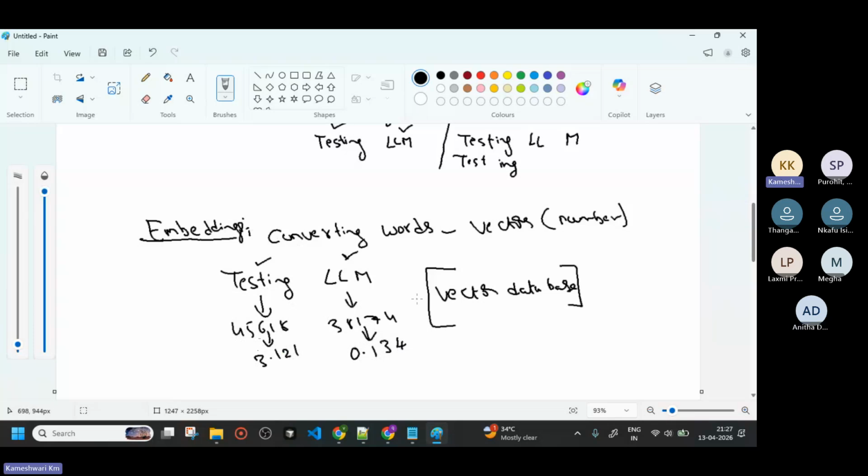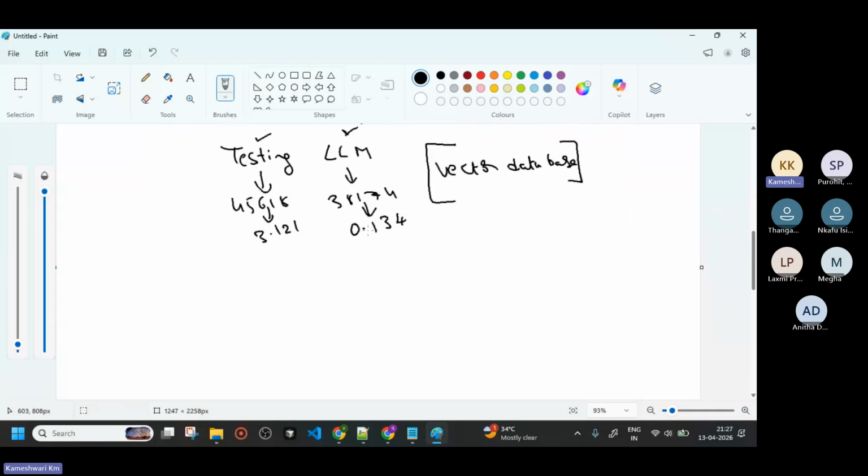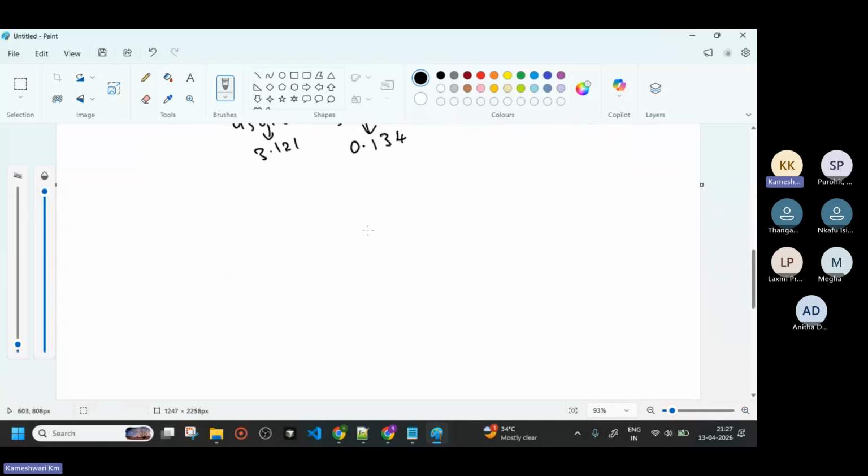So after embeddings, the main important topic is self-attention, which we have learned from transformers.